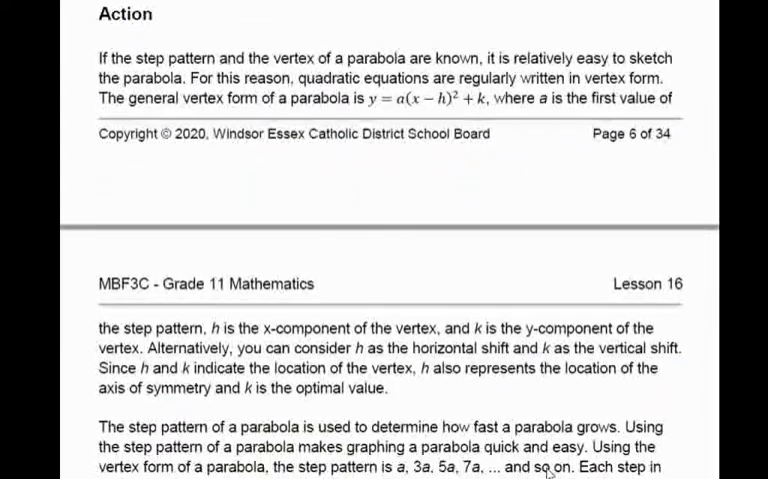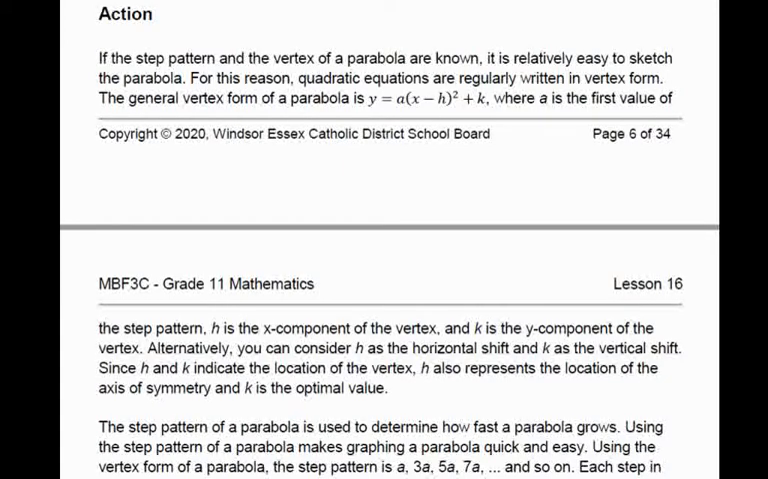So one way of representing parabolas algebraically is this vertex form. And the vertex form, you can see, is listed as y equals a bracket x minus h bracket squared plus k. That is our general form of a parabola using what we call vertex form.